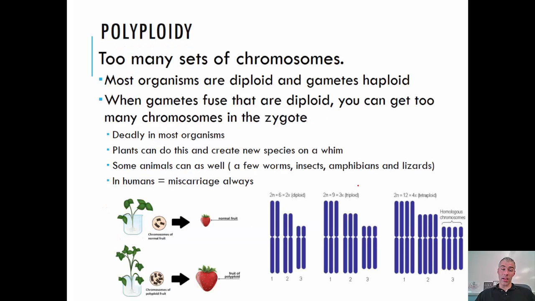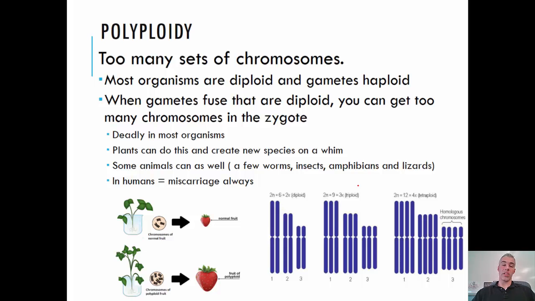Polyploidy is like non-disjunction, except it's a full set of extra chromosomes. In humans, always deadly. In most organisms, always deadly, but plants have a tendency to be able to handle this and actually create new species spontaneously through polyploidy. There are a few animals that can do this, but it's much rarer in animals, specifically vertebrates.